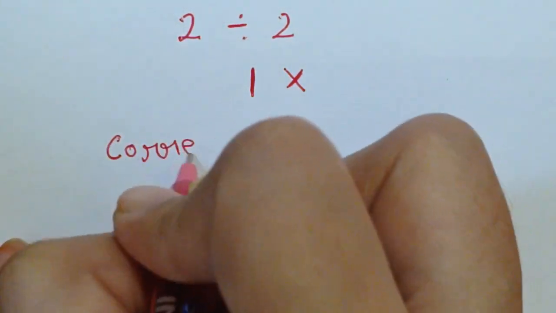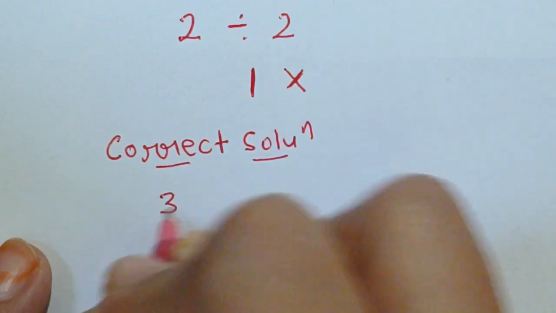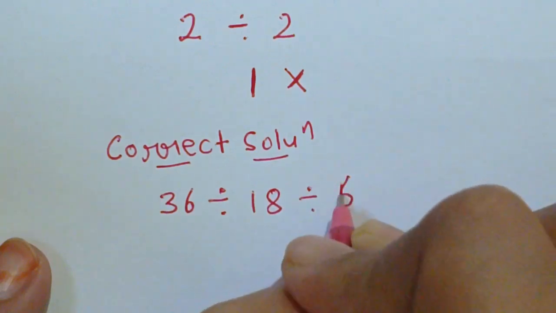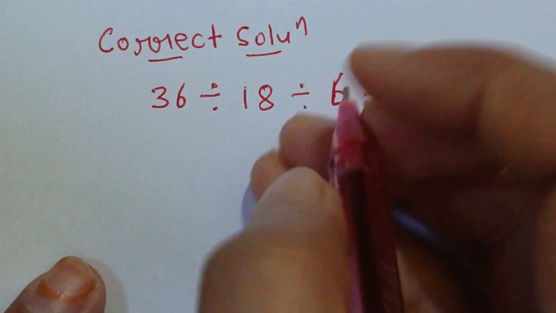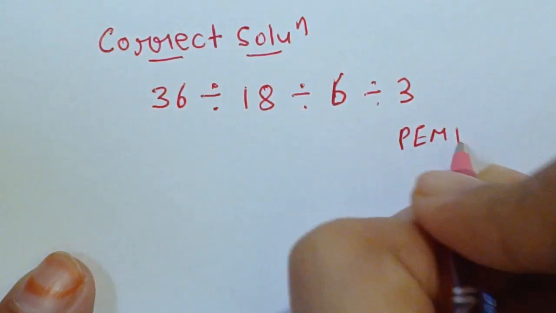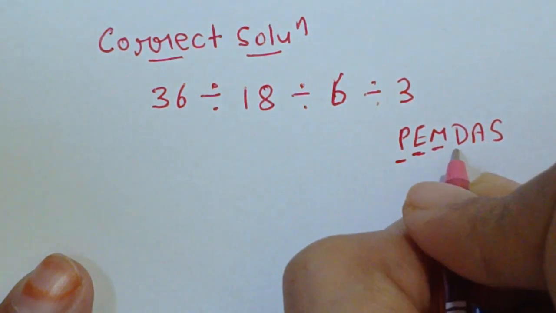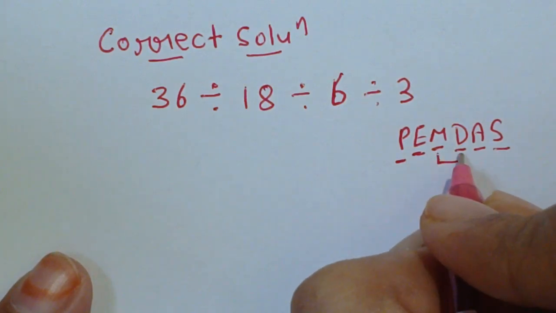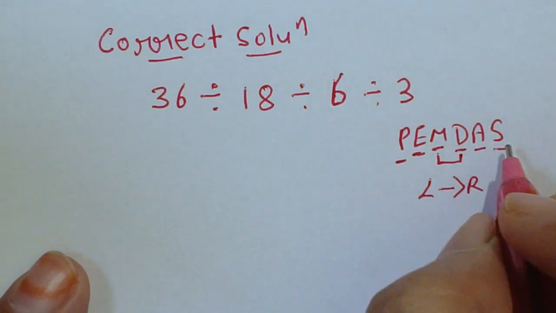So let's see the correct solution for this expression. Write the equation 36 divided by 18 divided by 6 divided by 3. Now here you know the order of operation, which is PEMDAS, where P stands for parenthesis, E exponent, multiplication, division, addition, subtraction. Here you have to remember this multiplication division both have equal priorities, therefore we go from left to right. Same for addition and subtraction.